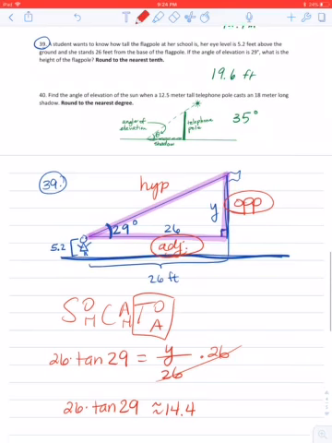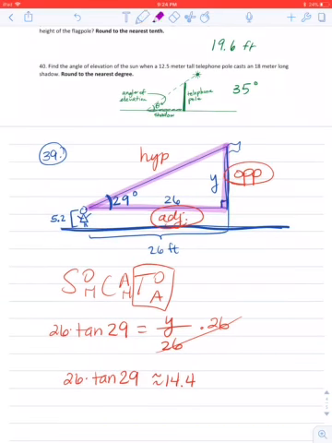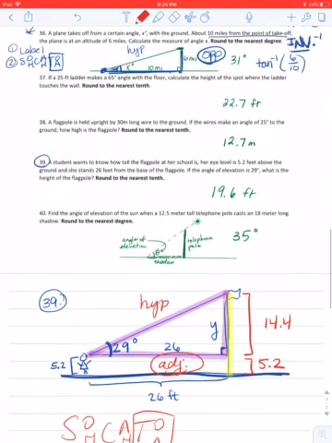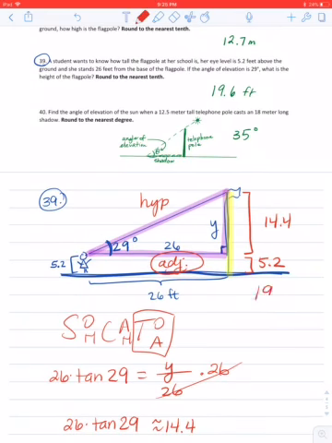And then lastly, it wants the entire height of the flagpole. So that's going to be from the ground, how tall is it? What we just calculated is from here to here, 14.4. But you also have to add 5.2, so add those together, and you get 19.6 feet. Ta-da! Isn't that great? That's so fun.